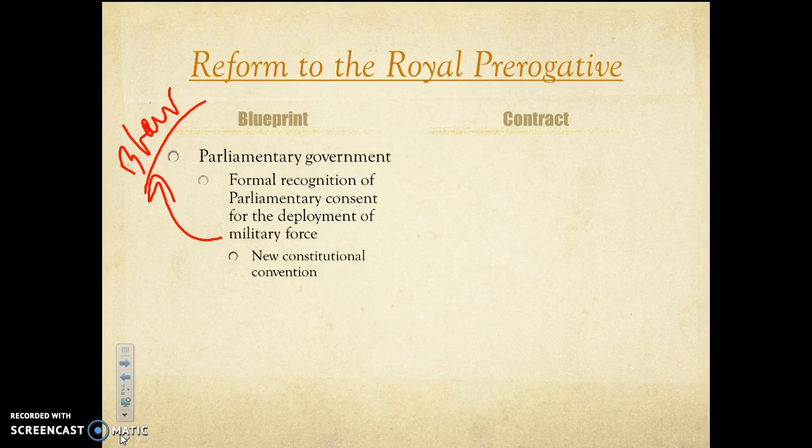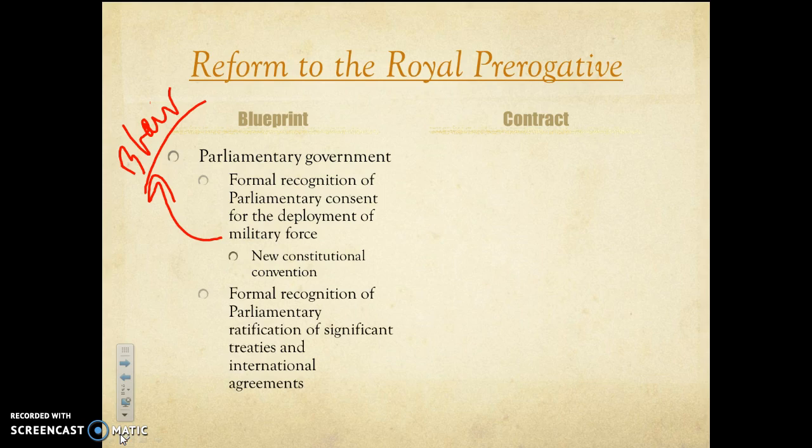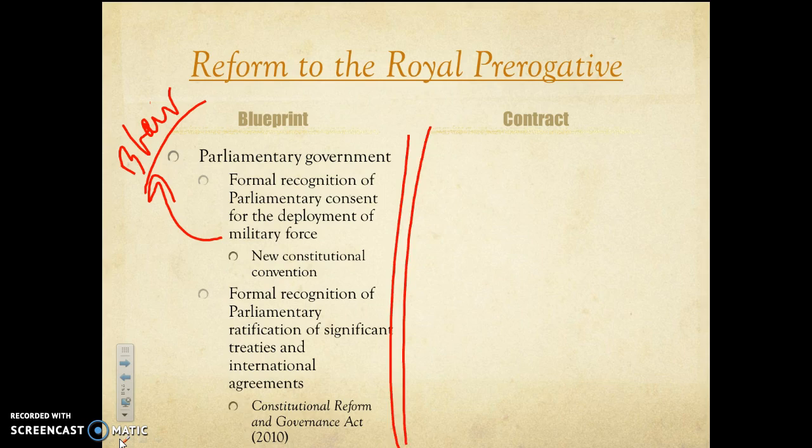But this is a new constitutional convention. We are seeing a real limitation to the royal prerogative, and this is a game changer. We also have formal recognition of parliamentary ratification of significant treaties and international agreements. This is actually created by legislation. This is the Constitutional Reform and Governance Act 2010. Important, slightly abstruse, but yet you need to know that this has happened. This is real reform, and it's kind of important, and not many people know about it.